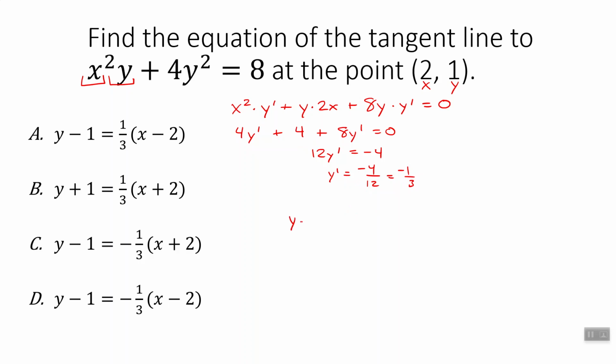So that means our line is y minus our y value, 1, equals negative 1/3 (x minus our x value, 2). Right, looks like that's it right down there.